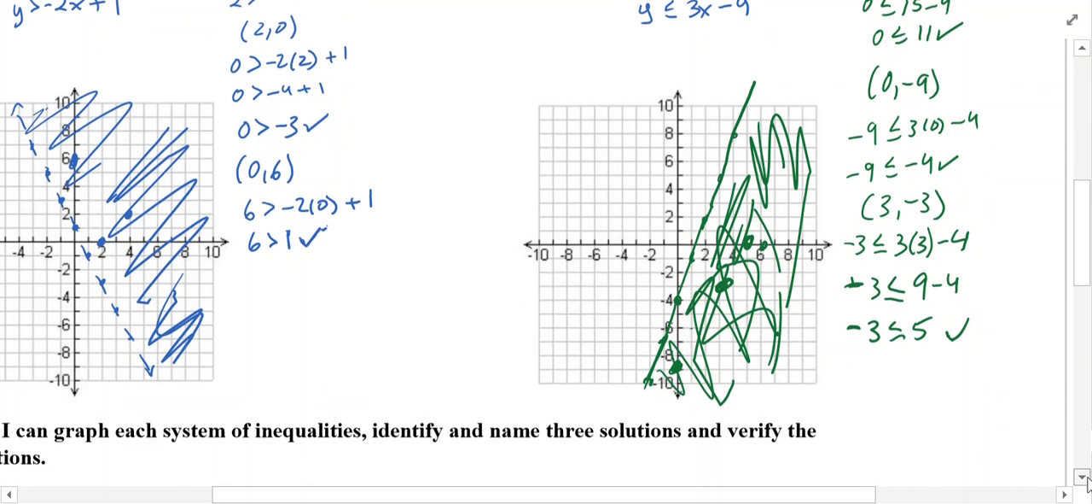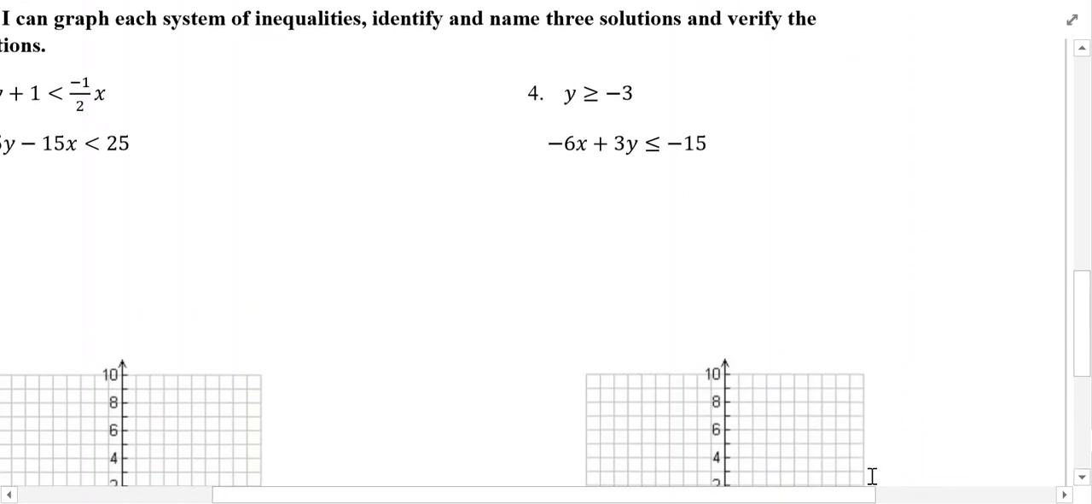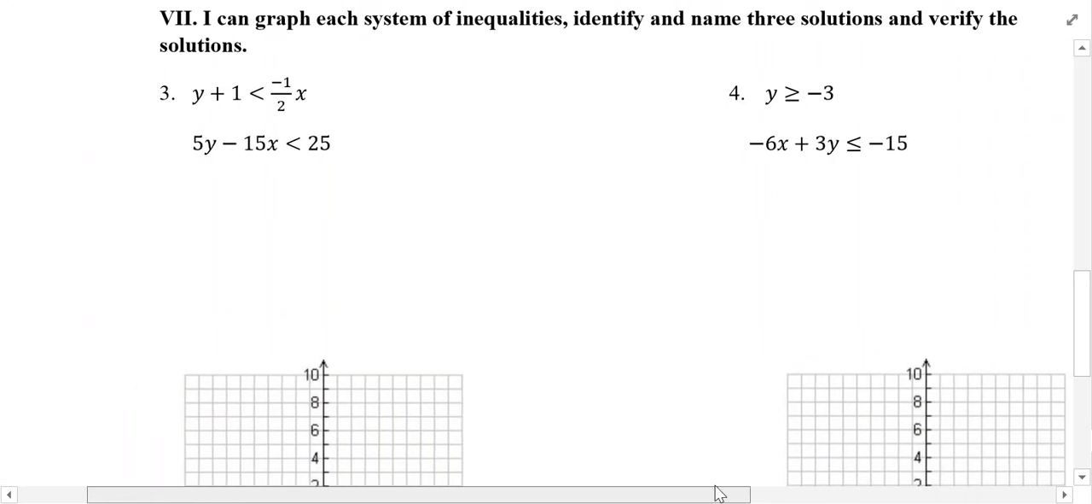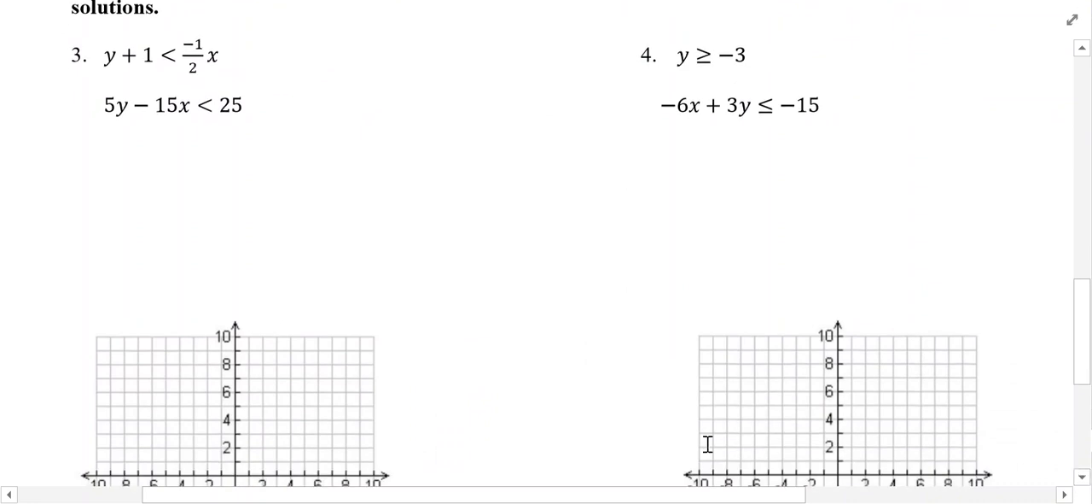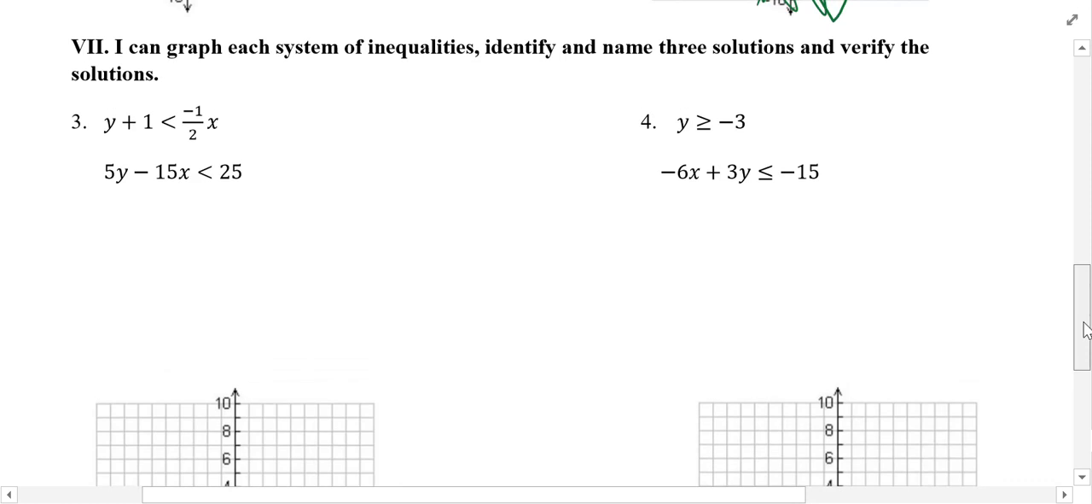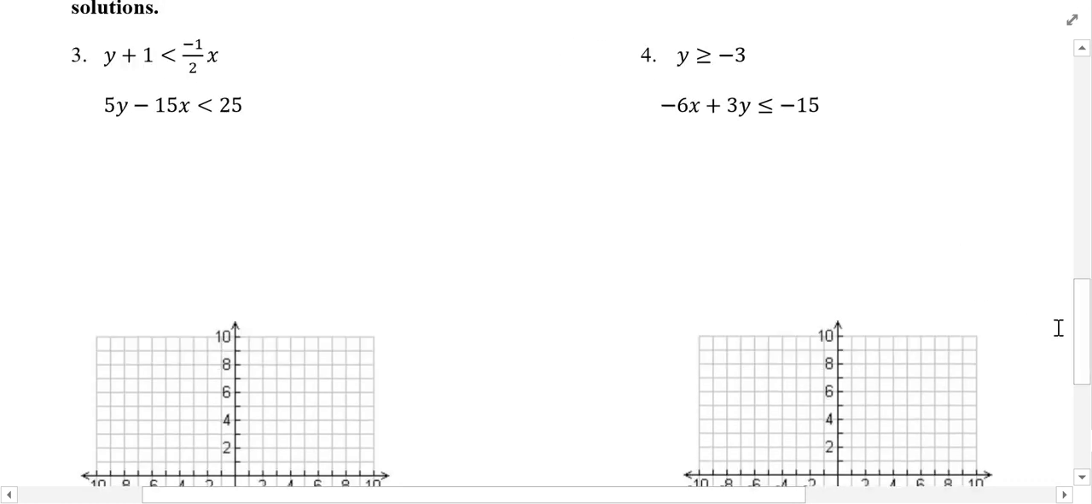All right, so now let's go to the next section. And for the next section, here's where you might want to use 2 colors, because you're graphing 2 separate lines, and we're going to see where the shading overlaps. Where the shading overlaps, that's where the solutions are. And this one also says identify and name 3 solutions.